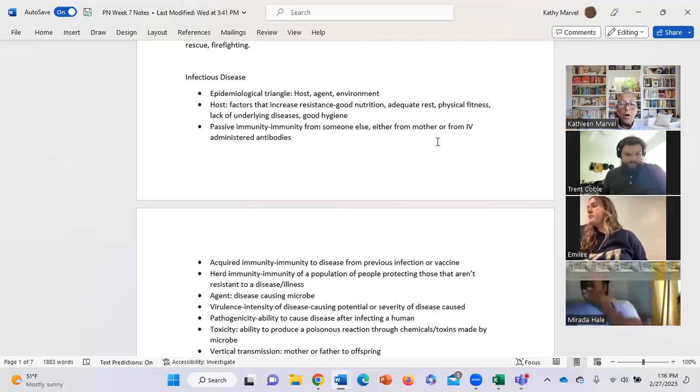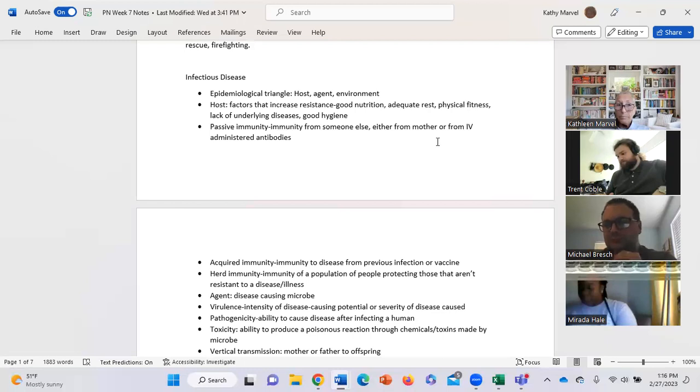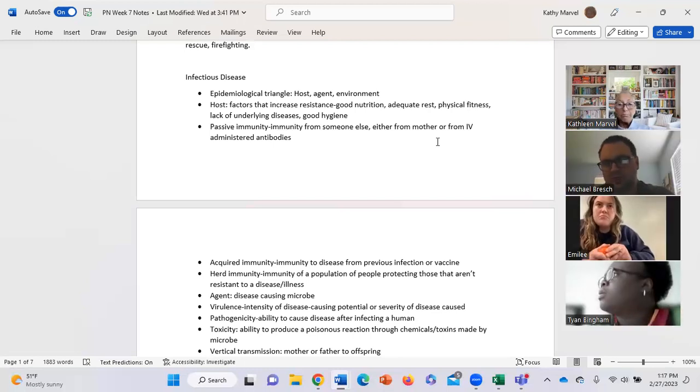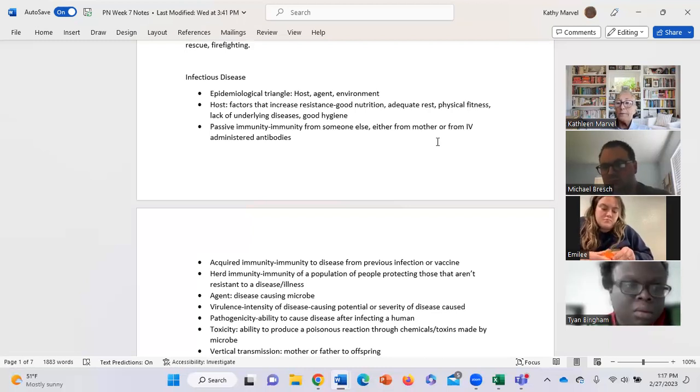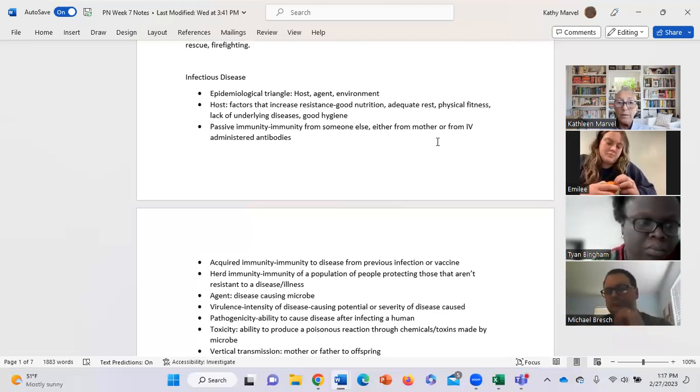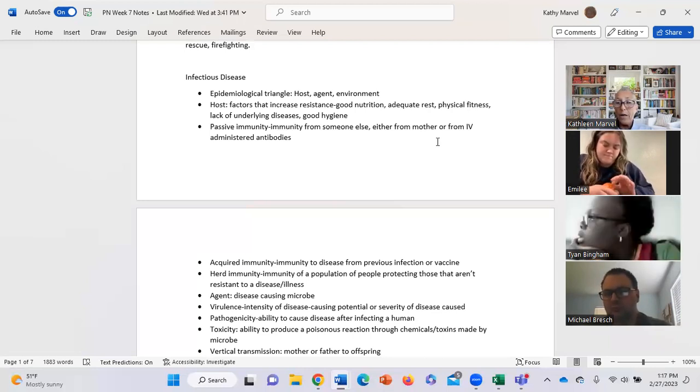So give me an example of host. What could some hosts be? Could be animal or person. What is the agent? What could the agent be? Anthrax? Strep. Flu. Virus, bacteria, chemical agent, biological agent, right? The flu, COVID. And then the host is, as Michael said, a human or an animal that gets infected. And the environment depends on what kind of environment you're in.